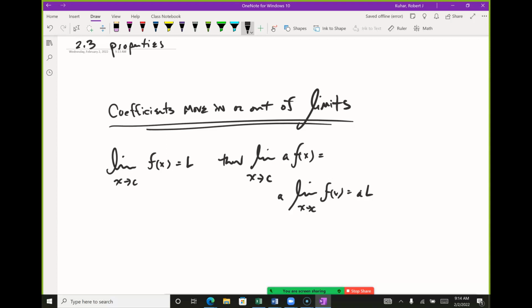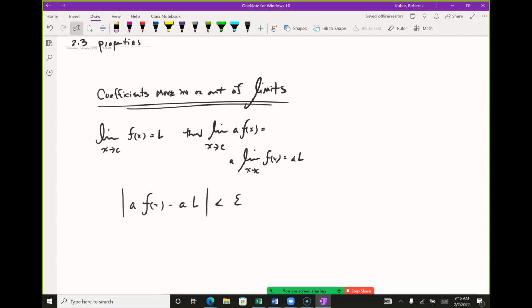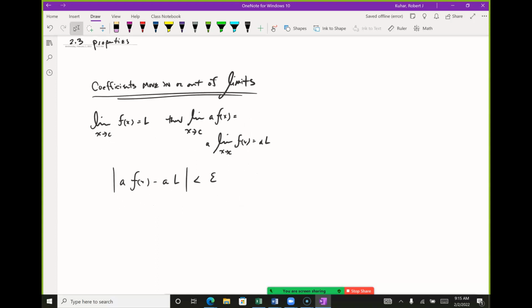This is a really easy proof. Because imagine what's happening to a times f of x minus a times L less than epsilon. Can you see what's happening there? What's going to come out of there? What's going to factor out of this part? A. Yeah, I'll factor out an absolute value of a, right?